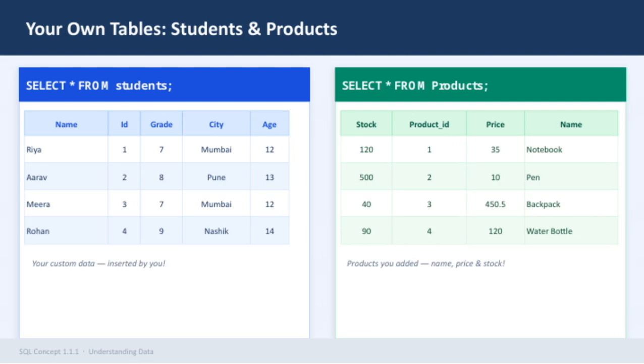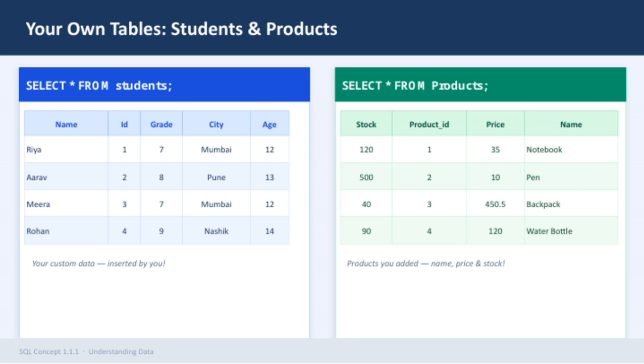Let's take a closer look at what we mean by understanding data in SQL. On this slide, you can see some example products we've added, like water bottles, backpacks, pens, and notebooks. For each product, we've recorded details such as the name, price, and stock quantity. For instance, the water bottle costs 120, and there are 90 in stock. Similarly, the backpack is priced at 450.5 with 40 units available.